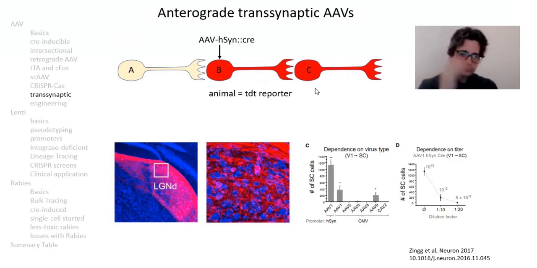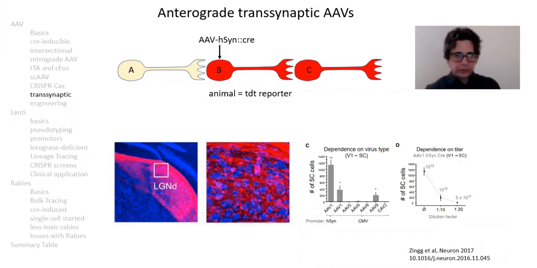Now, this may be a real thing. I tried to replicate this, but in my hands it couldn't. And of course, it could be that the serotypes weren't right, and I didn't try the best titer maybe or anything like that.